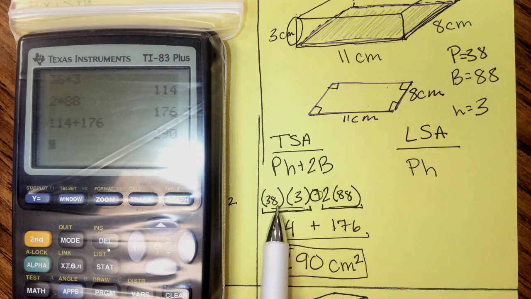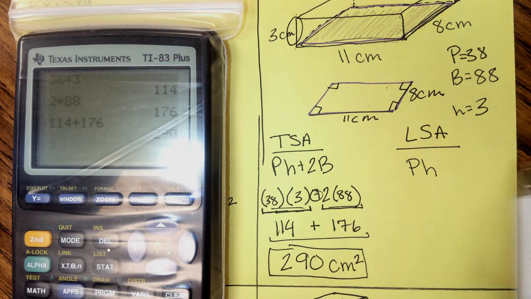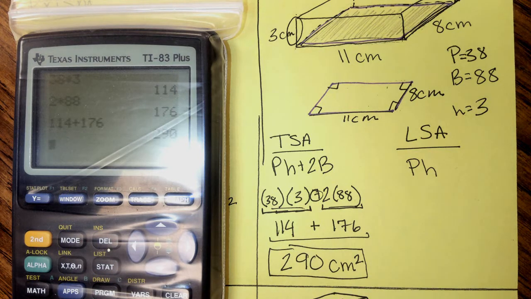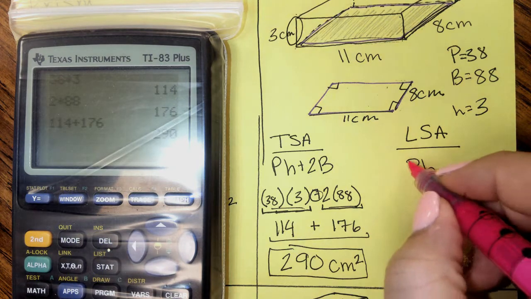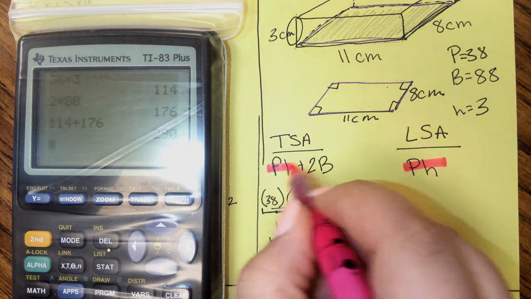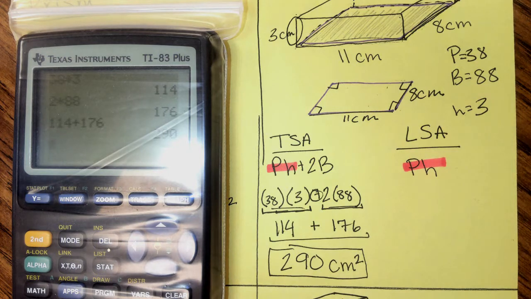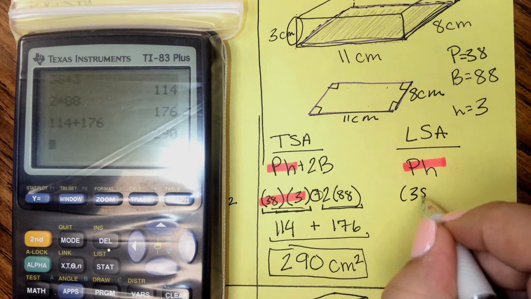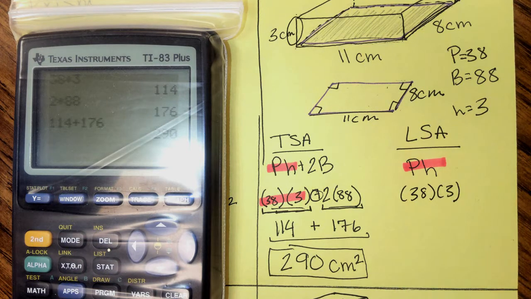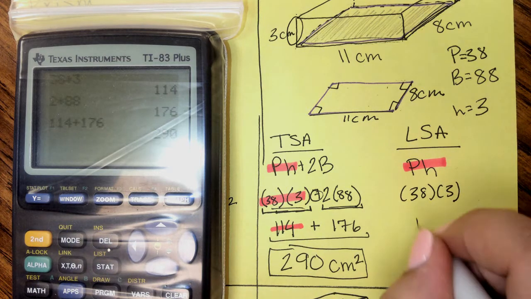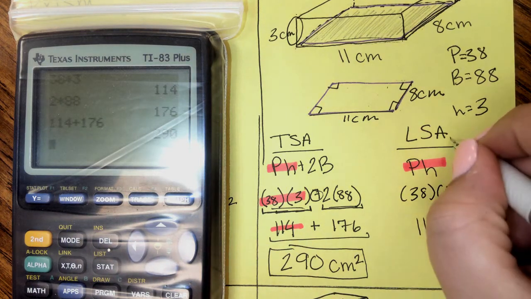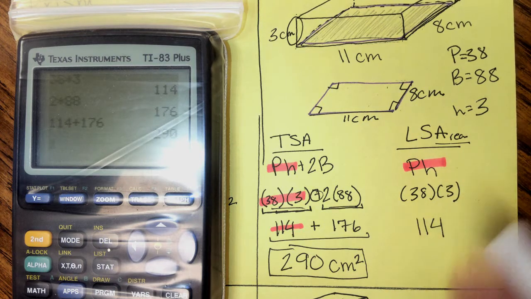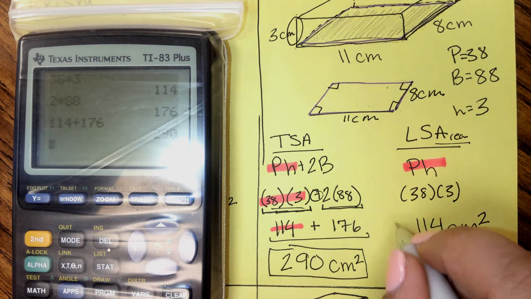I like breaking this problem up because now when I look at the lateral surface area, I'm using just the formula pH. pH is part of my total surface area formula as well. So pH is 38 times 3, which we already know is 114. This is a type of area, lateral surface area, so the centimeters that we were measuring in are squared.